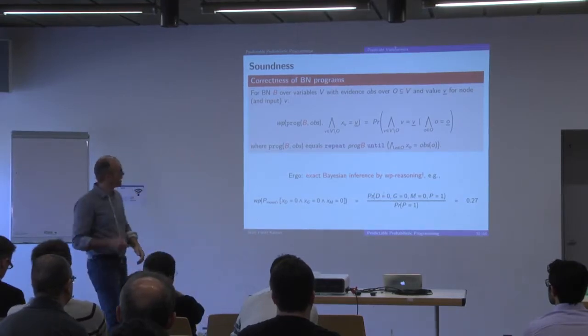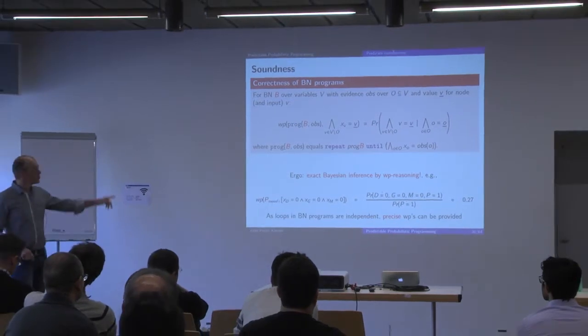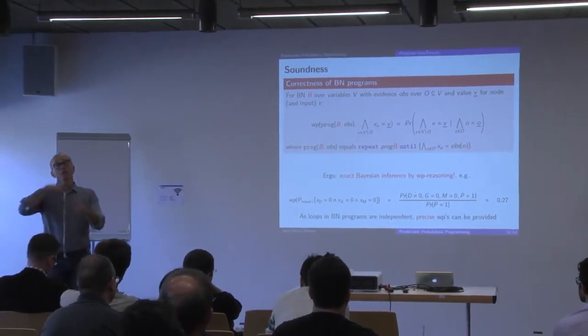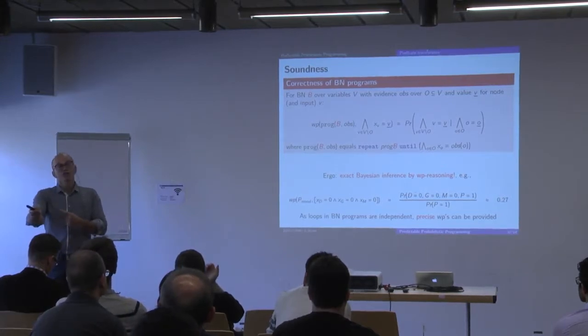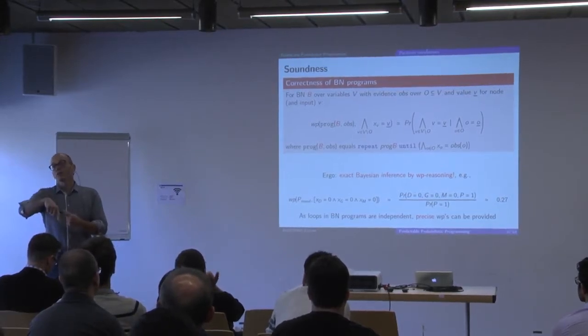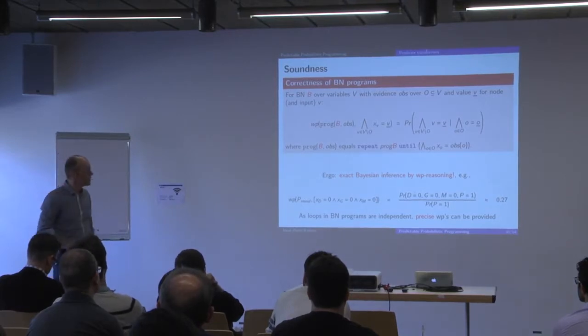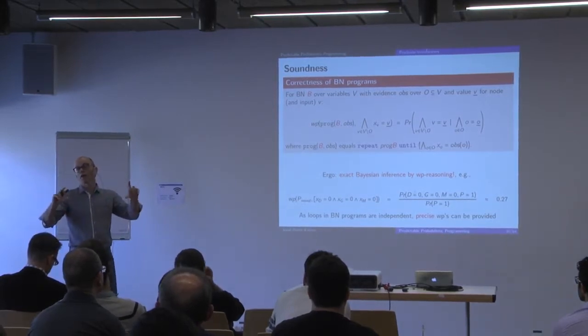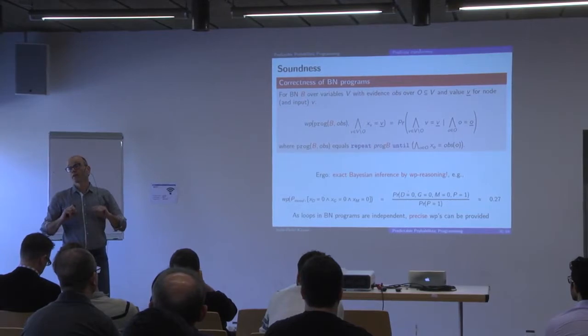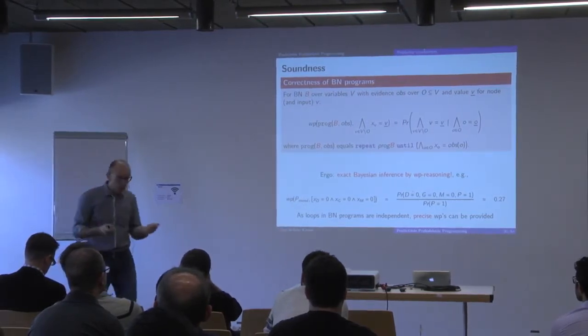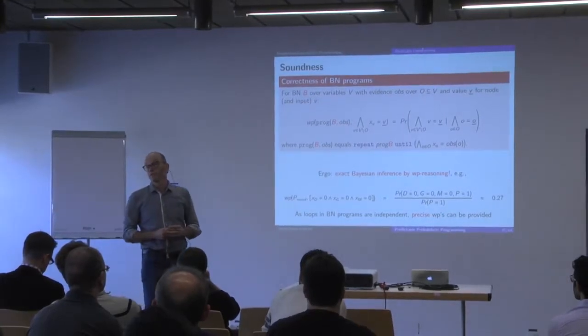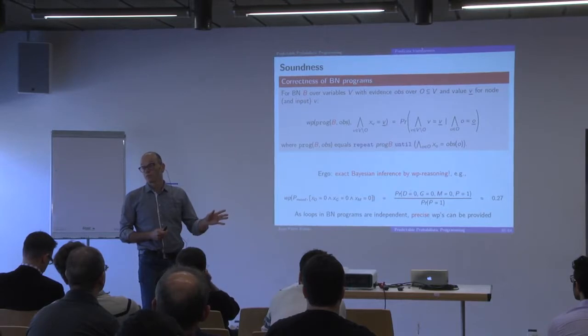But Bayesian networks are very simple because those loops are independent. Every time you do a loop iteration, your new sample is statistically independent of your previous loop iteration. And that means that in this special case, I can give you a closed form formula for the loop invariant. So I can do exact reasoning without needing to compute a loop invariant. Yeah? What I'm saying is Bayesian networks are simple probabilistic programs.